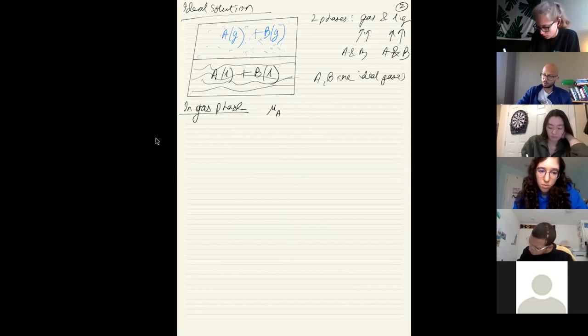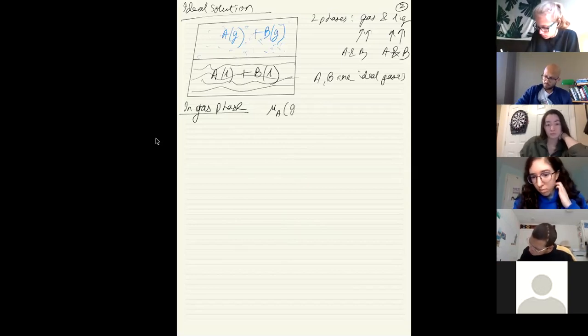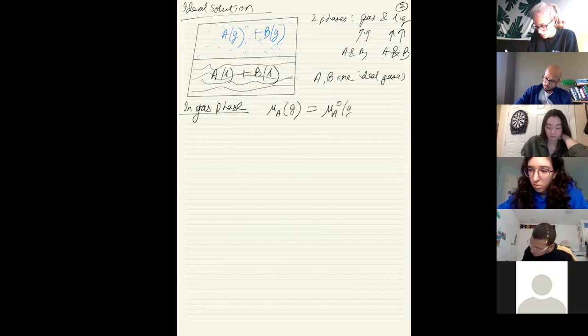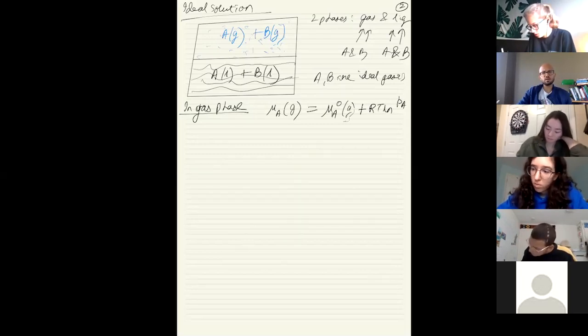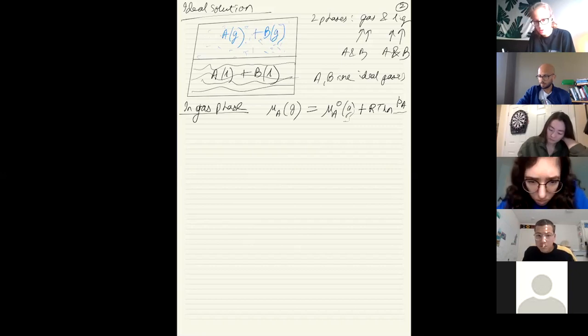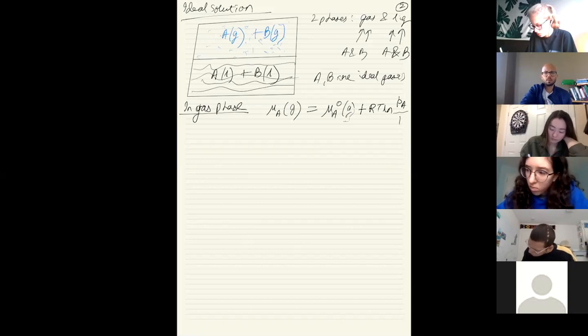In the gas phase, we can talk about mu of A, the chemical potential of A in the gas phase. That will look like some reference chemical potential, mu A naught in the gas phase, plus RT ln of the pressure of A with respect to that reference pressure. And we set that to be equal to 1, so I don't have to write anything in the denominator.